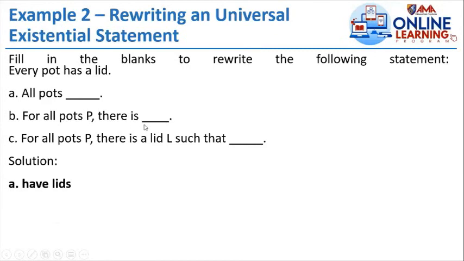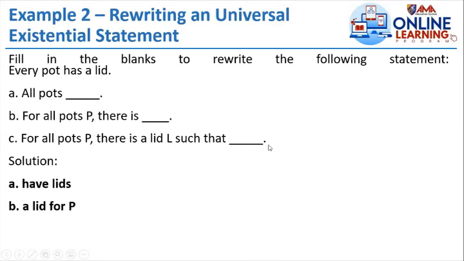So we have mentioned here P, dapat ma-mention ulit dito si P. Okay. How about B? For all pots P, there is. Okay, dapat na-mention ulit si P. Okay, dapat ganito. There is a lid for P. So dapat na-mention kasi siya ulit. There is a lid for P. Ayan. Next, for all pots P, there is a lid L such that. So na-mention natin dito si P at saka si L, dapat na-mention ulit dito ang P at saka L.